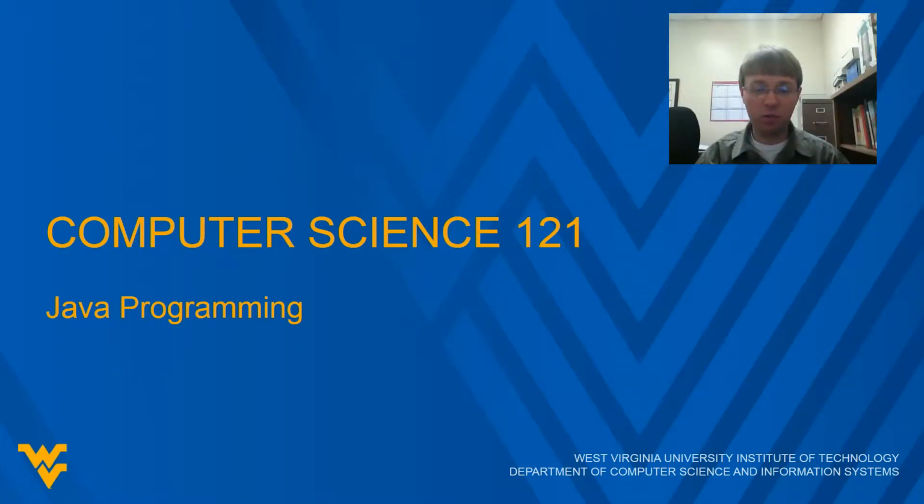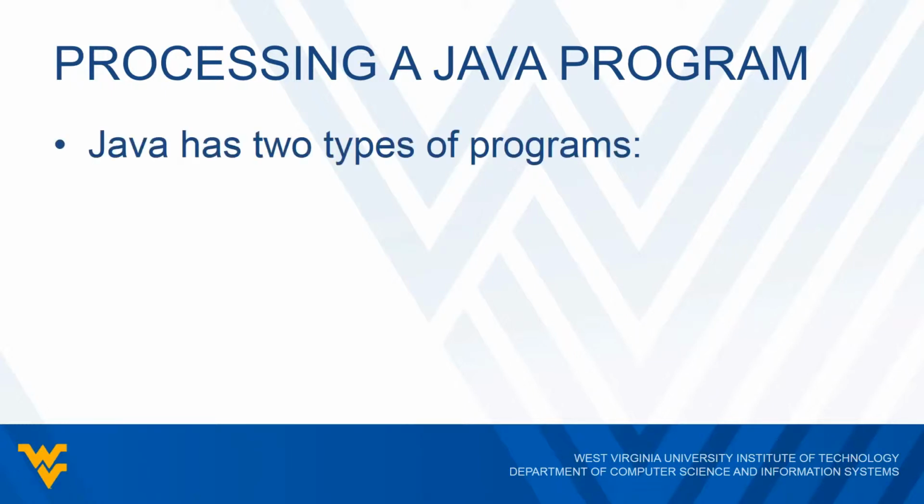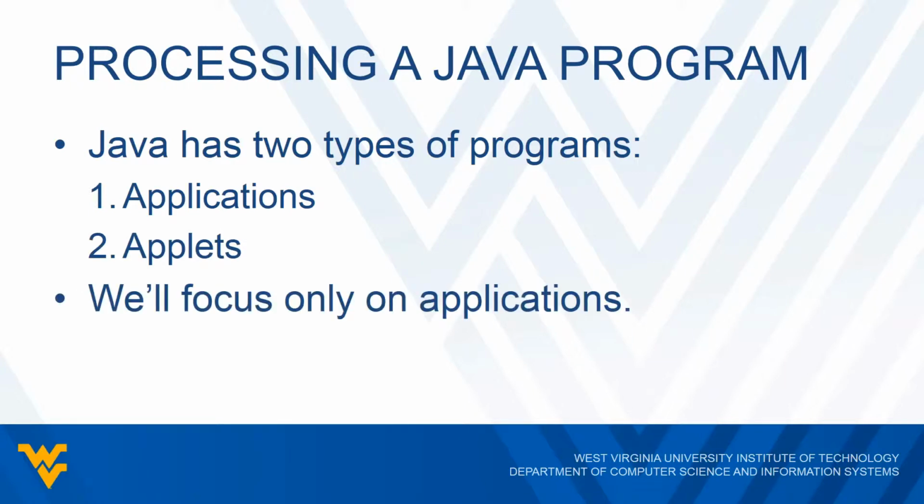In this lecture, we'll start taking a look at how to write and run Java programs. Before we look at any particular Java programs, it's worth noting that Java actually has two different types of programs. We have applications and we have applets. For this course, we're only going to be concerned with application programs.